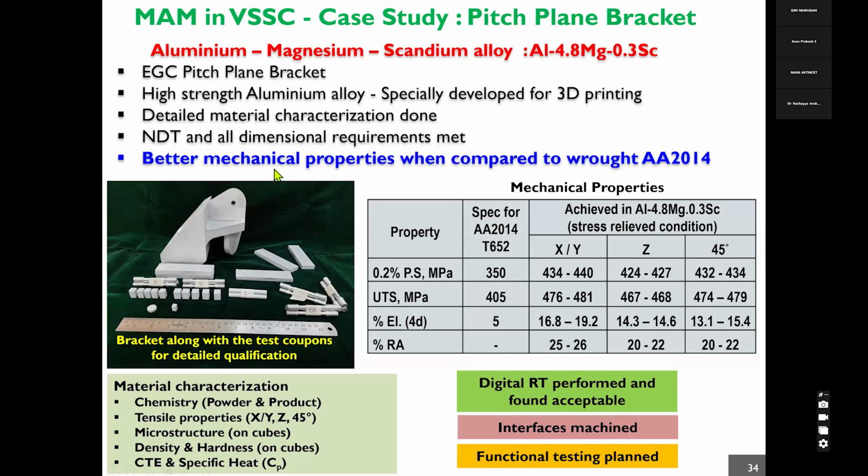So this is another example of an aluminum alloy bracket. Earlier this used to be made using aluminum alloy AA2014 in T652 temper condition. These are the mechanical properties specified. And we chose aluminum magnesium scandium alloy to replace this. And these are the mechanical properties that we could achieve in different directions. You can see these are well above the minimum specified properties.